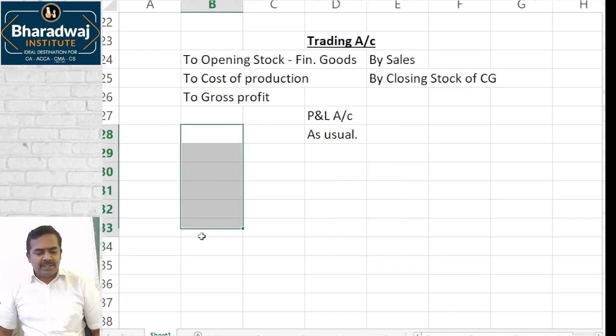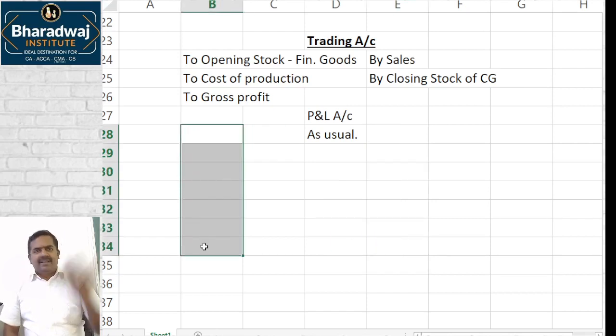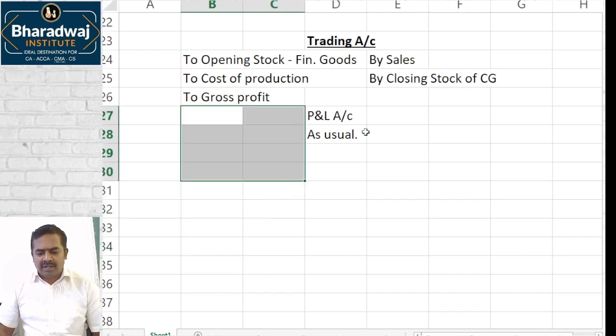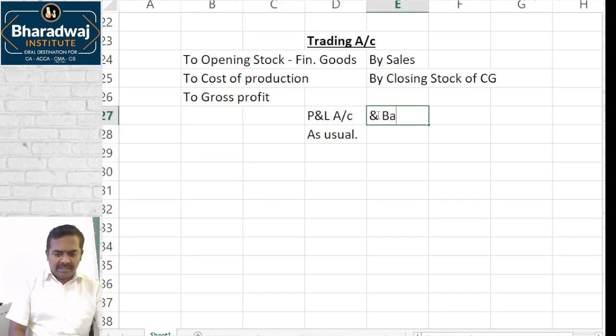All indirect expenses you will debit. Indirect expenses are salary, rent paid, office expenses, office electricity consumption, depreciation on furniture, depreciation on general building, not factory building. Factory related assets go to the manufacturing account. Other assets come in the P&L account. Loss on sale of assets, discount allowed, interest charges, those things you debit in which account? P&L account. That is as usual, as well as the balance sheet.